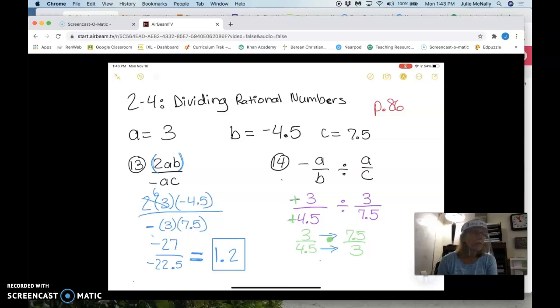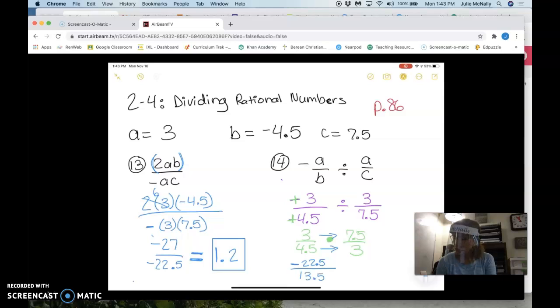So 3 times 7.5, my calculator people. Say it again. 22.5. And, oh yeah, we just had that one. And then 4.5 times 3 is what?